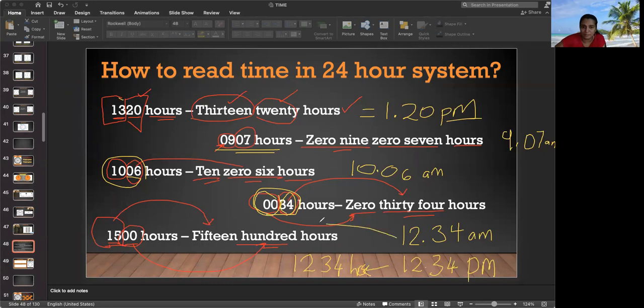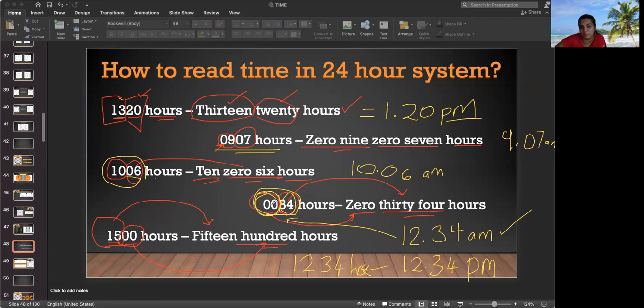However, 0034 hours is actually 12:34 in the morning. 00 refers to 12 in the morning. The start of the day is not even an hour yet. It's only 34 minutes; the day has just begun.